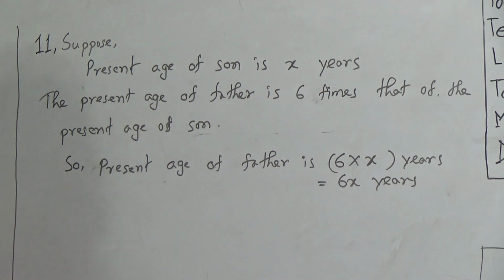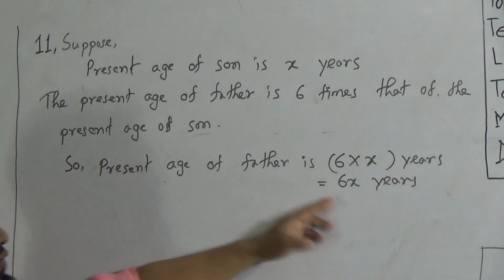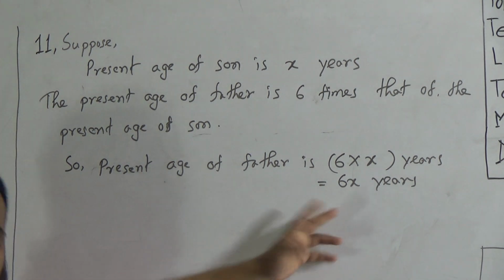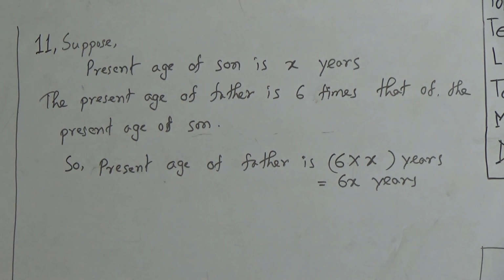Now read out the question again. Dear students, we have found out the present age of father is 6x, by assuming the son's age as x years. Now after 5 years, the sum of their ages will be 45 years. After 5 years, that means we need to find the son's age and the father's age after 5 years. Then we should add the two ages, and we get 45 years, because after 5 years the sum of their ages will be 45 years.